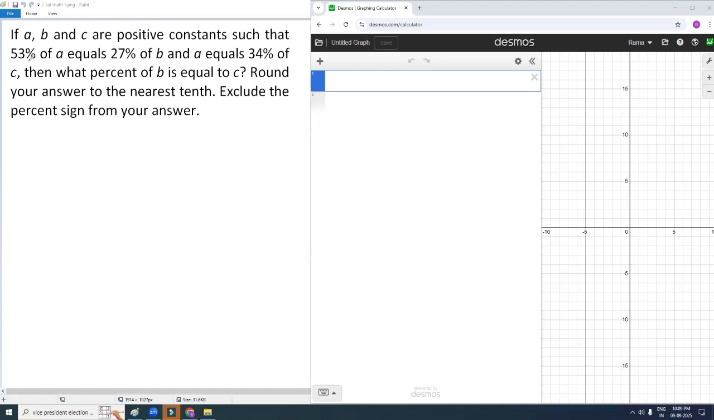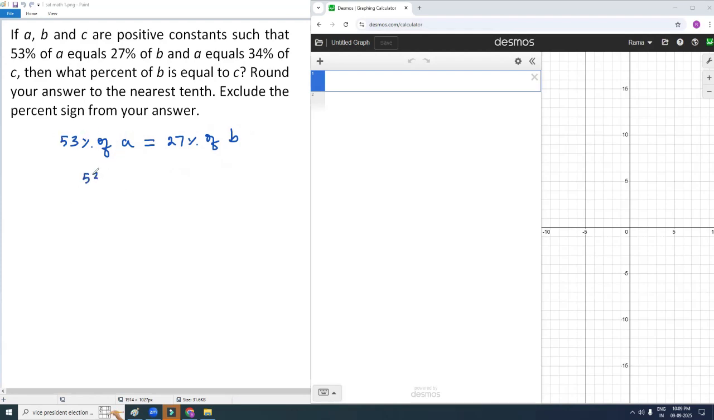Let me consider the first piece of information, that is 53% of A equals 27% of B. Here the two constants A and B are connected, but it has not been solved for one of the constants. Now let me write this information over here. That is 53% of A equals 27% of B. Let's solve for one of the constants in this equation. Let me solve for A that we have on the left side of the equation.